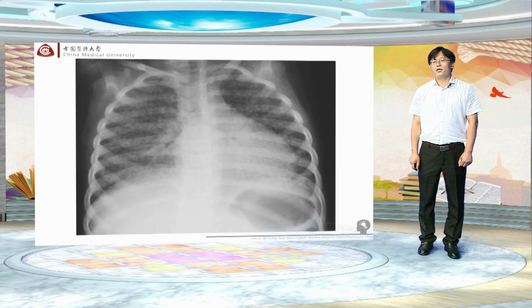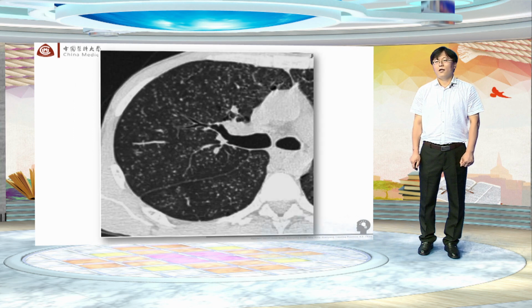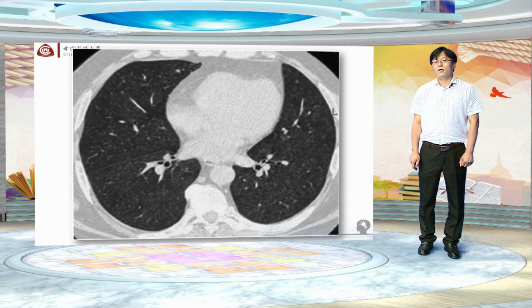This is the chest X-ray of a patient with miliary tuberculosis. We can clearly see the evenly distributed small nodules throughout the patient's lungs. The CT scan shows miliary nodules throughout the patient's lung. Another patient of miliary tuberculosis.